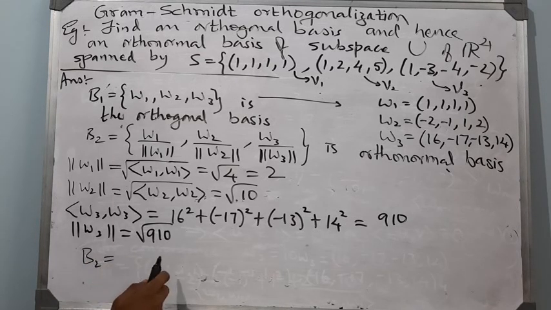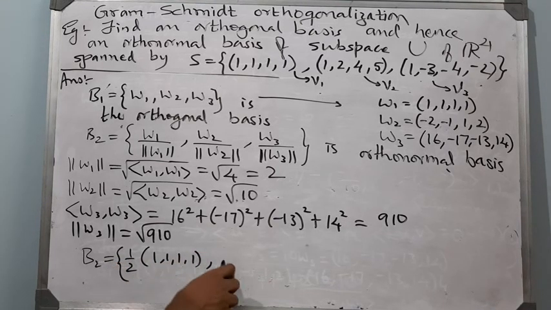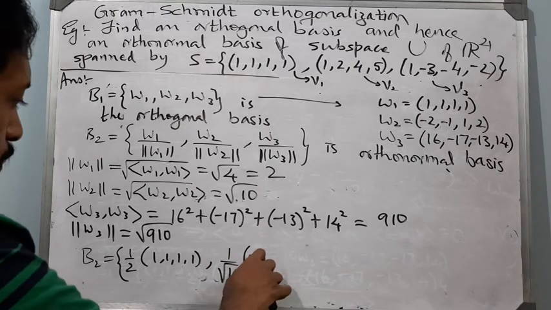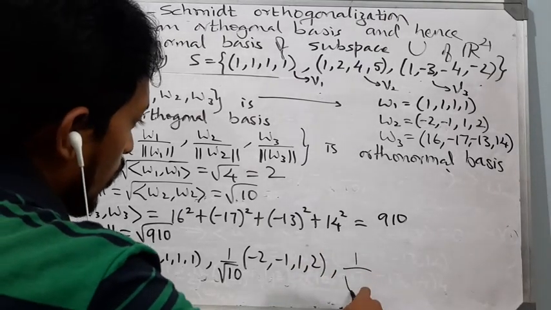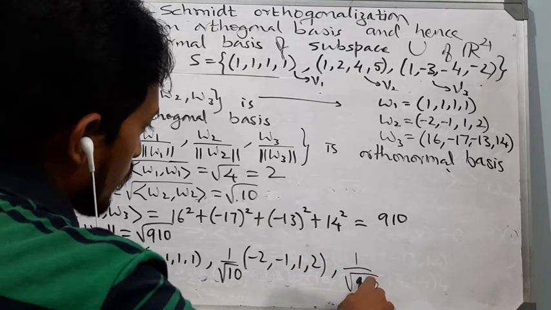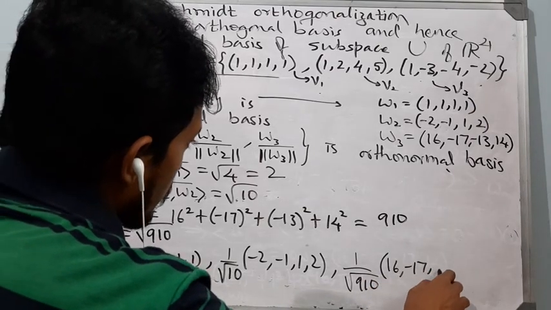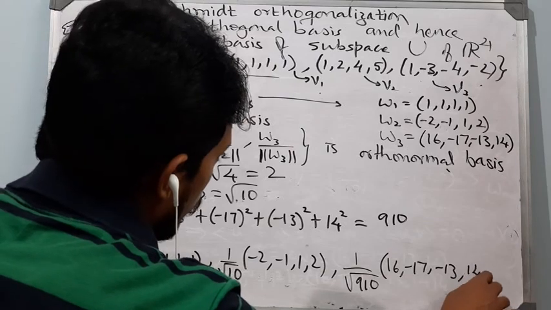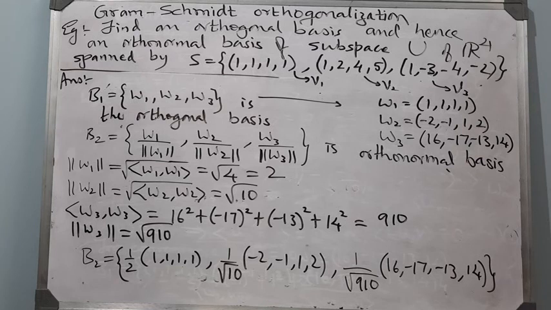So B2 equal to 1 by root 10 into minus 2, minus 1, 1, 2. So this will be the required orthonormal basis.